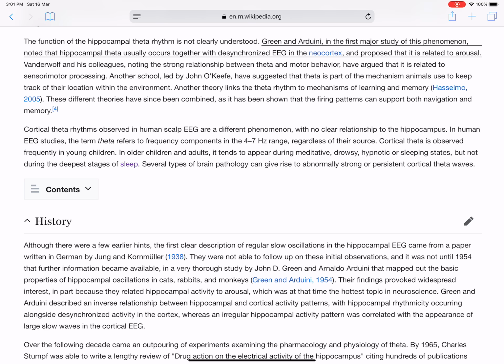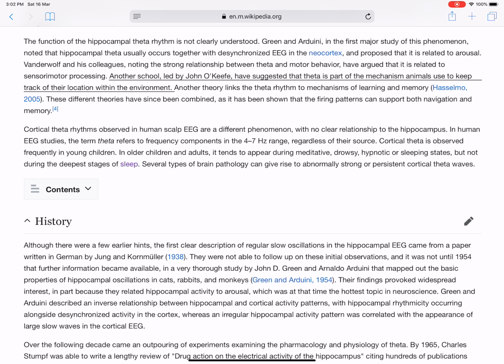Green and Arduini, in the first major study of this phenomenon, noted that hippocampal theta usually occurs together with desynchronized EEG in the neocortex, and proposed that it is related to arousal. Van der Wolf and his colleagues, noting the strong relationship between theta and motor behavior, have argued that it is related to sensory and motor processing. Another school, led by John O'Keefe, has suggested that theta is part of the mechanism animals use to keep track of their location within the environment. Another theory links the theta rhythm to mechanisms of learning and memory, Hasselmo, 2005.